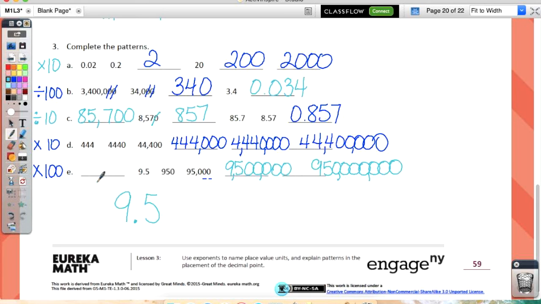So which way do I go when I divide? To the left. How many times for 100? 2. Whoops. So I should have written 95,000. Okay, now we're good to go. Right? Thank you for that, Mia.